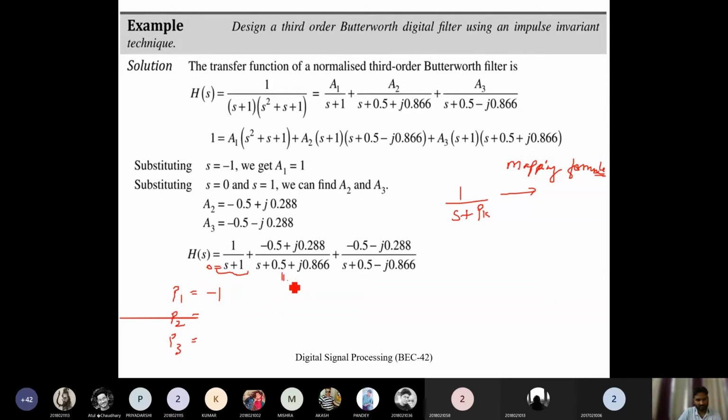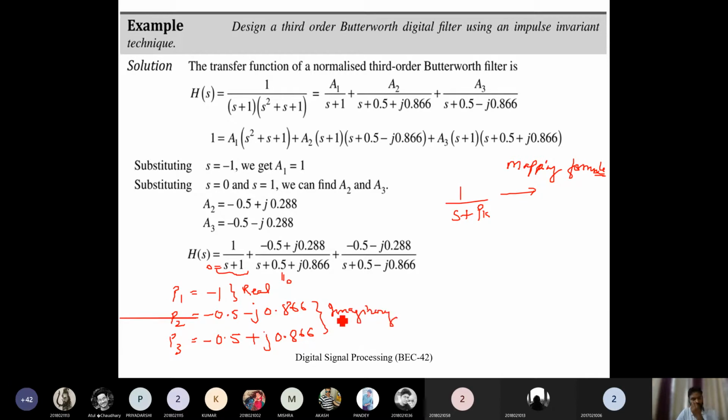Similarly, we will be making this term equal to 0. From there, we will be getting P2, that is the second pole, equal to minus 0.5 minus j 0.866. The P3 location will be minus 0.5 plus j 0.866. Okay, so this is a real pole. We call it a real pole, but these two are the complex poles.